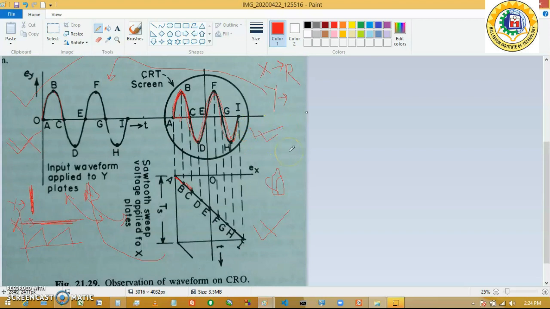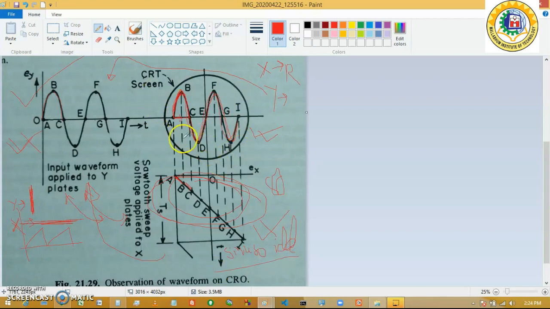Now in the case of the Lissajous figure, what happens is, instead of applying a ramp voltage to the X plate, we are applying again a sinusoidal voltage. We are again applying a sinusoidal voltage in the X plate also.